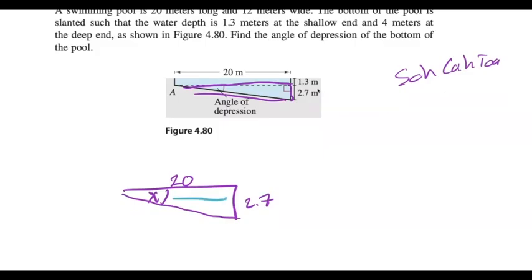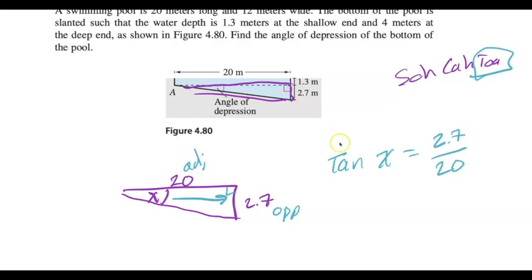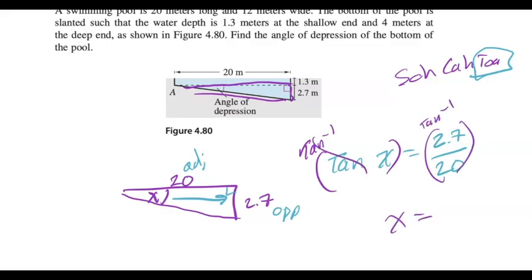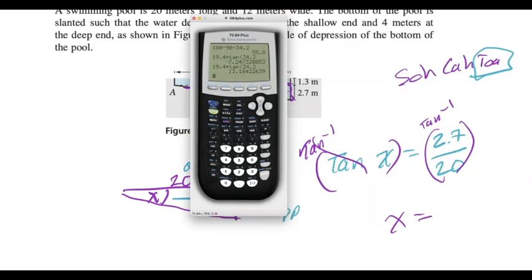So what do we have here? We have opposite, and we have adjacent. So this should be TOA, tan of x equals opposite over adjacent, 2.7 over 20, like that. And then to get rid of the tan, we're going to do inverse tan, or arctan. Same thing, tan negative 1. x equals, put this into our calculator, second tan of 2.7 over 20. I'm still in degrees, so you get a nice degree answer of 7.69 degrees.